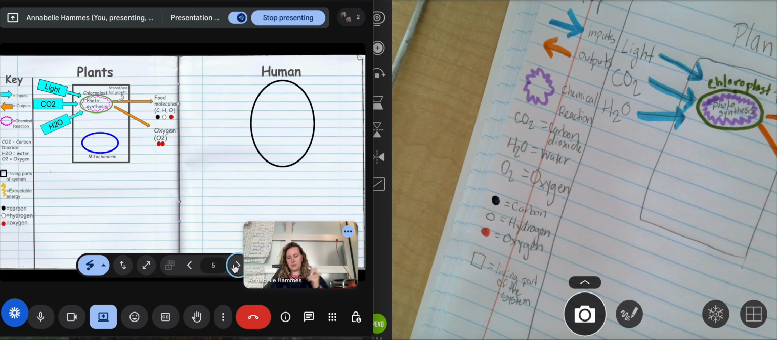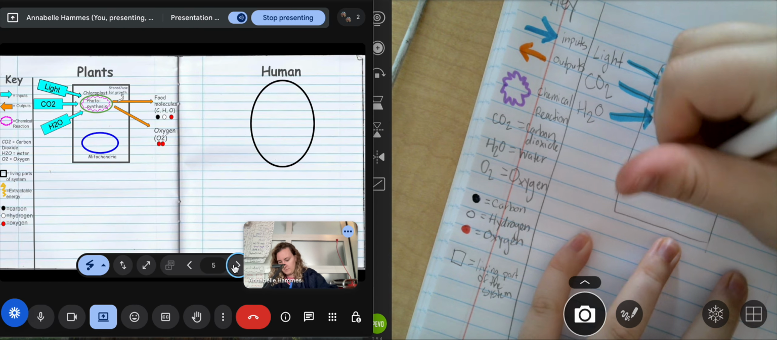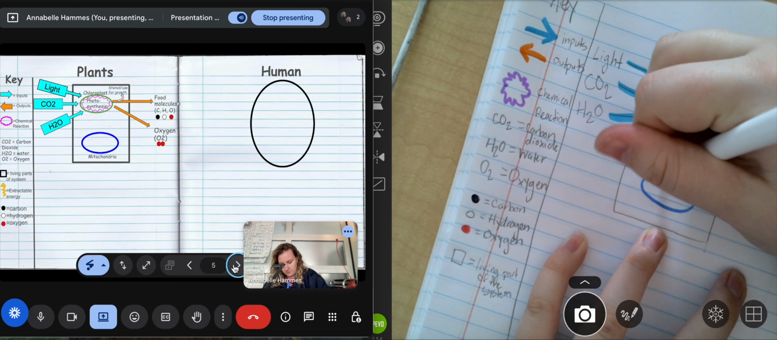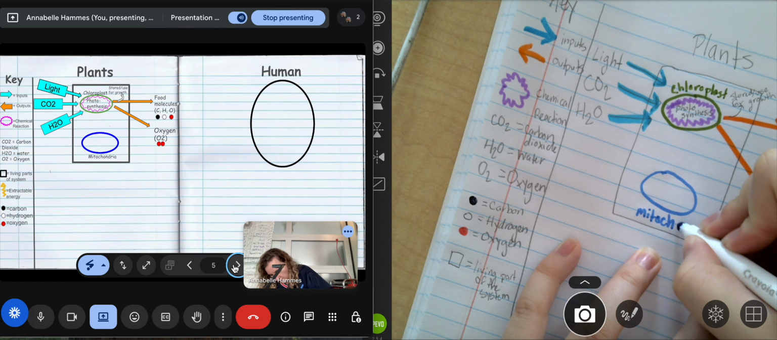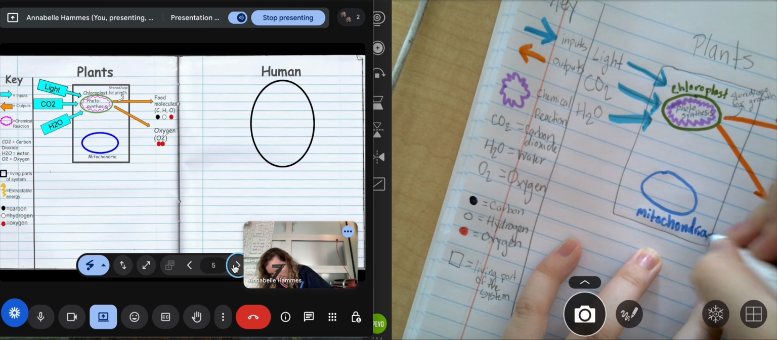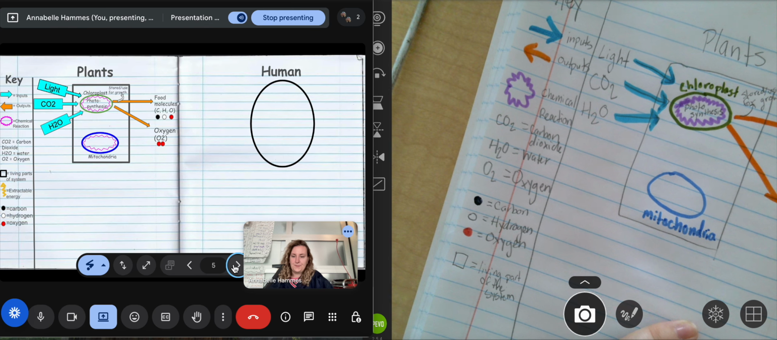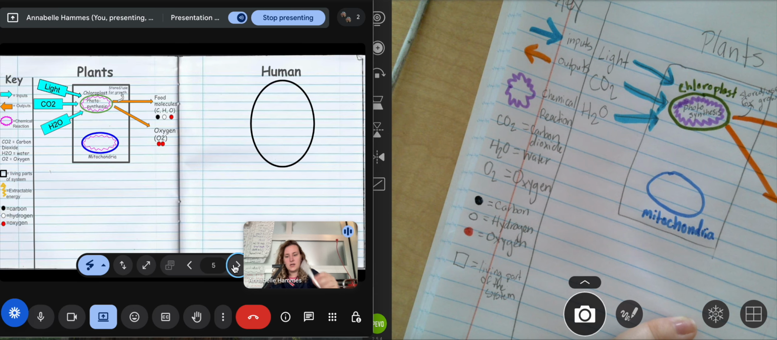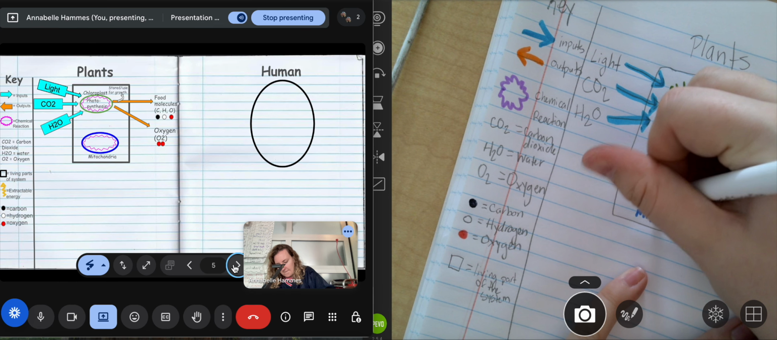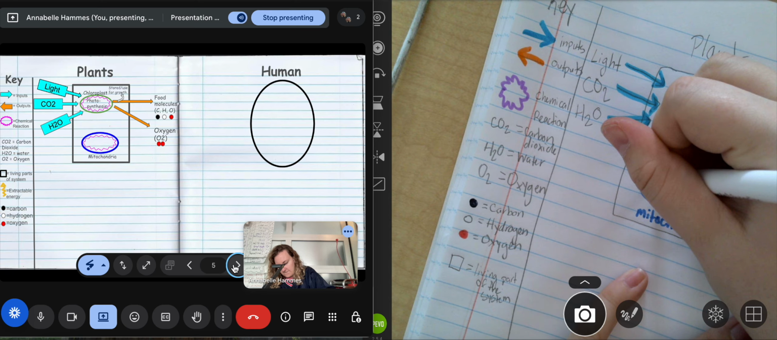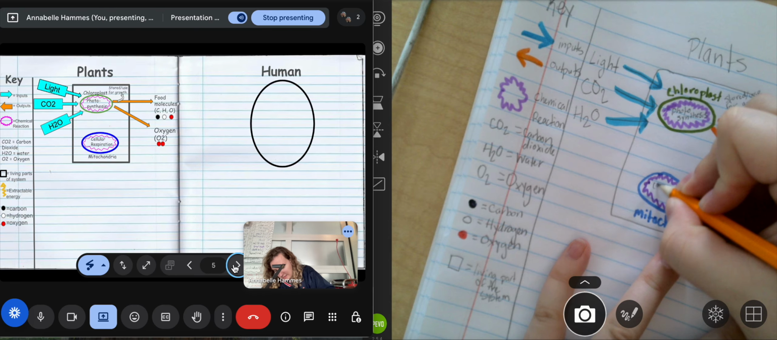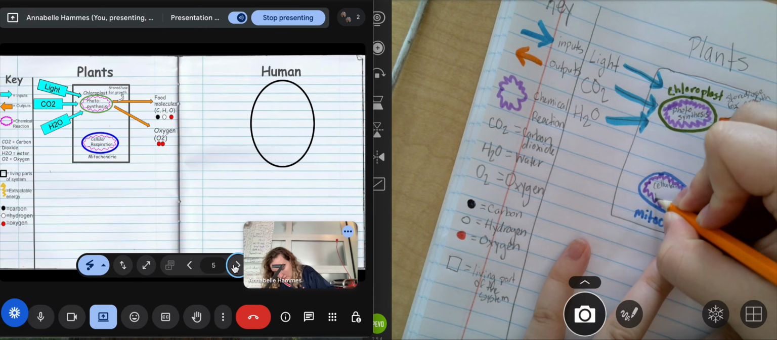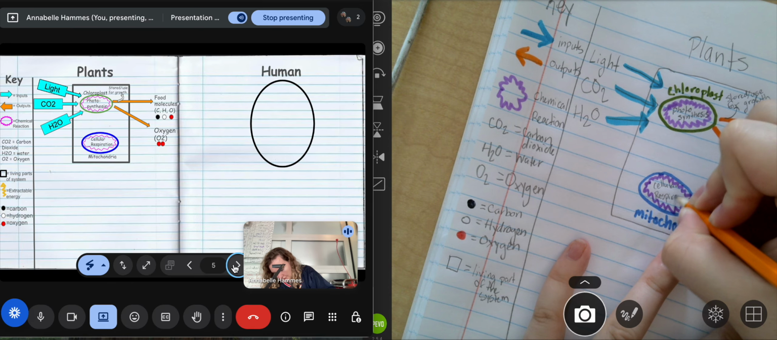mitochondria. So I'm going to use a blue. And this is our mitochondria. Okay. Inside there is another chemical reaction. And that is not called photosynthesis, that is called cellular respiration.